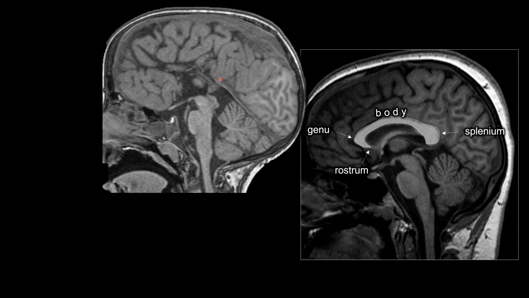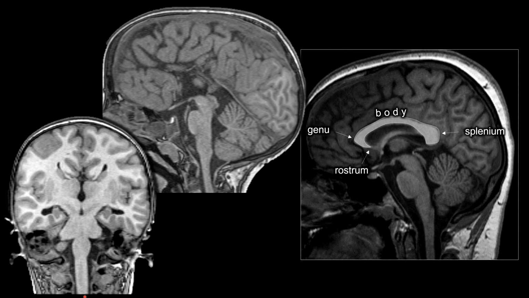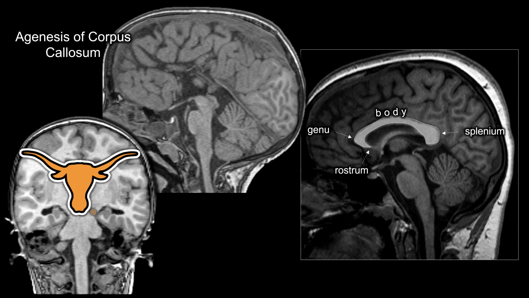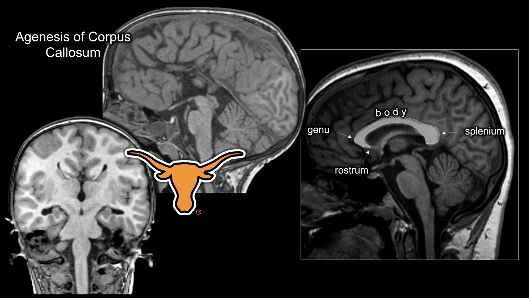This is an example of one of the more common congenital anomalies. Notice that on the midline sagittal view, one of the important structures is missing. The corpus callosum is not there. If you look at the coronal view, you see this very characteristic upturn of the lateral ventricle and highlighting of the third ventricle. This is agenesis of the corpus callosum. On the coronal view, you have this typical so-called Texas Longhorn sign, looks like a Texas Longhorn.